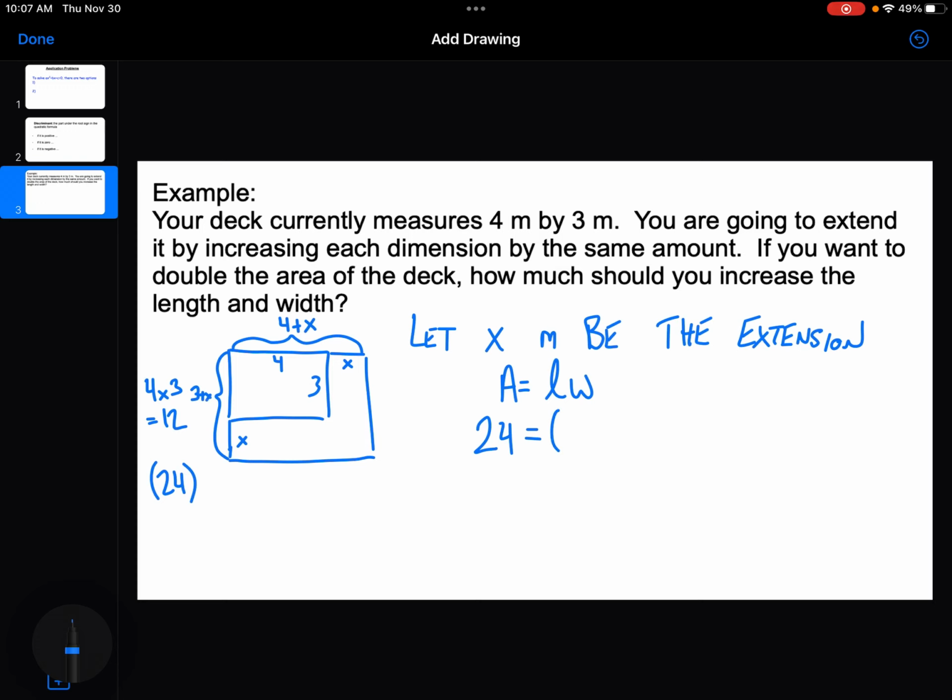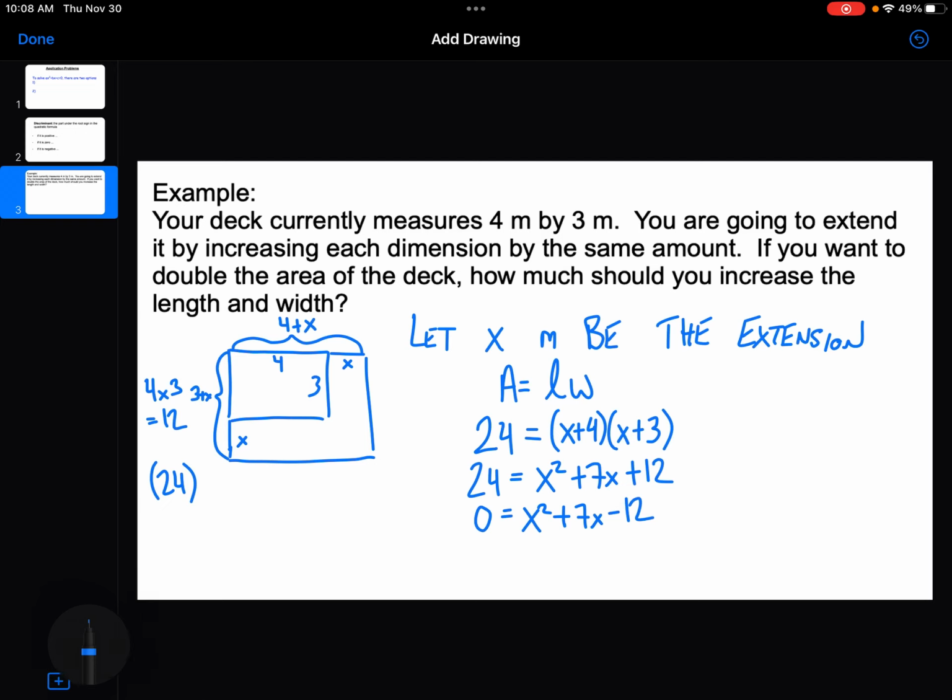Now length, I'm going to write it x plus 4 just because it's easier to see. And then width is x plus 3. And now we're going to simplify the equation. We get x squared plus 7x plus 12. And then we're going to bring everything to one side. So we get 0 equals x squared plus 7x minus 12. And now we have to try to solve this equation. So we need to try to find a factor, or we're going to end up using the quadratic formula.